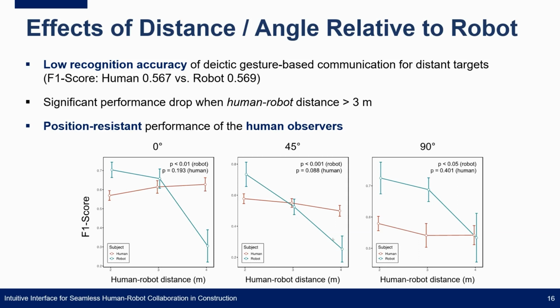Specifically, the robots' accuracy was higher than human observers when the observers were positioned 2 or 3 meters from the pointers. However, when the distance becomes 4 meters, we see that the robots' performance greatly dropped, while human performance was maintained.